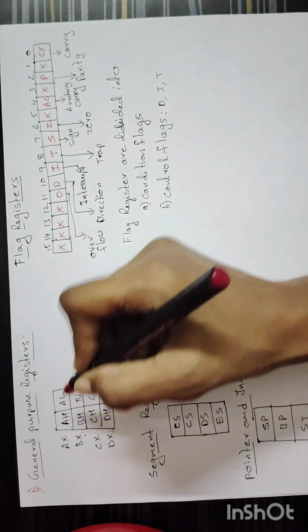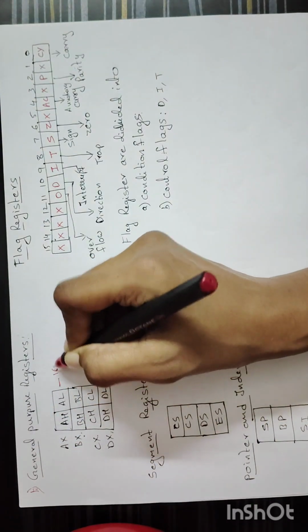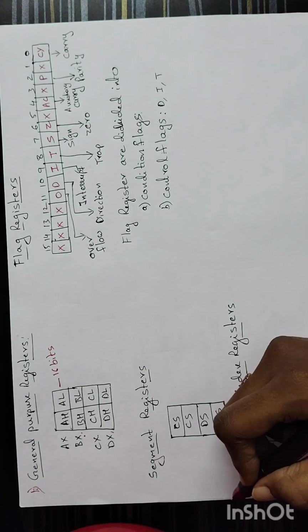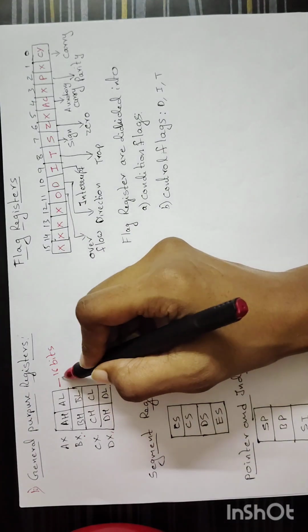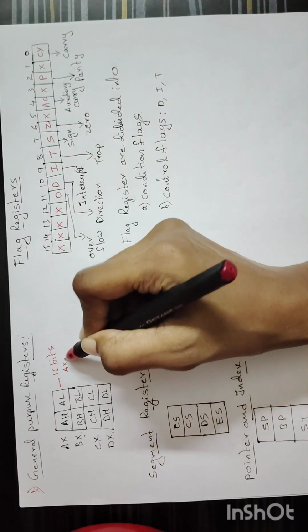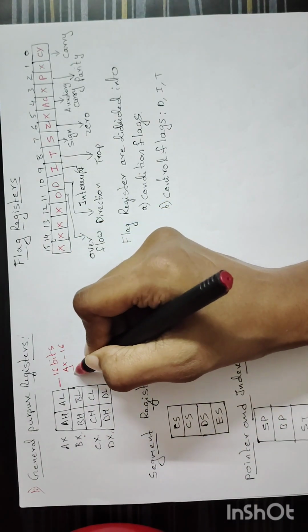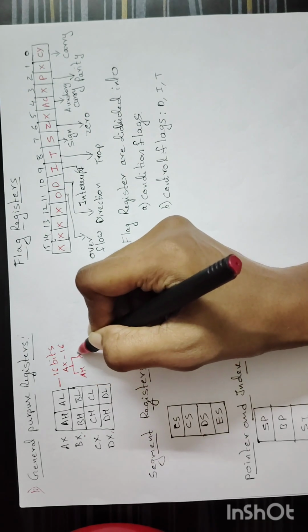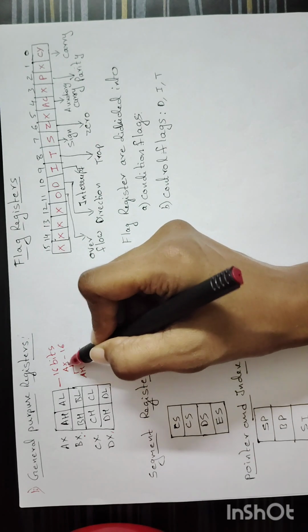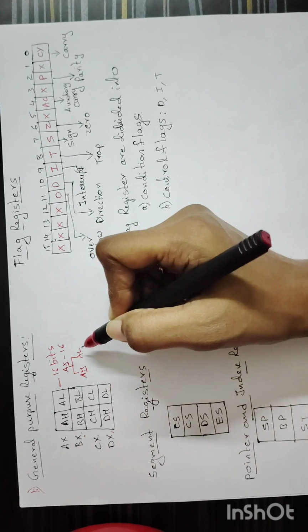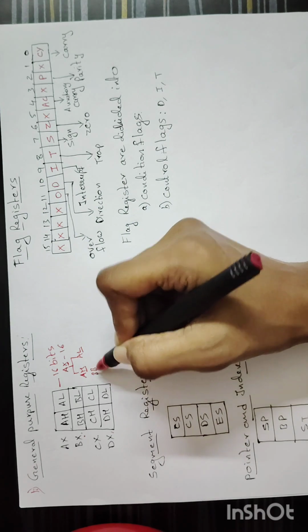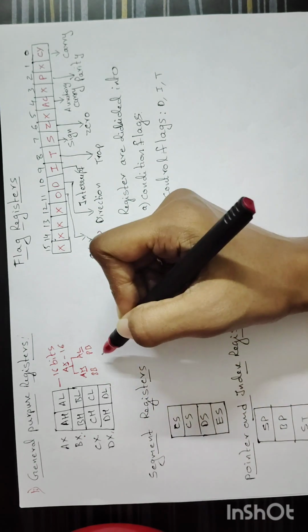Here each register is 16 bits. It stores 16 bits of data. So AX is 16 bit. If you divide this AX into AH and AL, that means X is 16 bit, H is the higher byte and L is the lower byte. That means this is 8 bits and this is 8 bits.